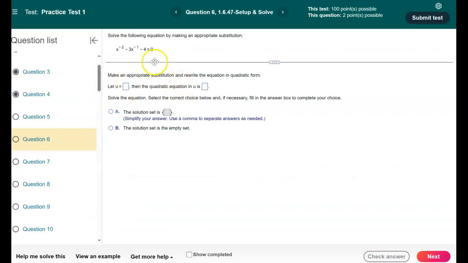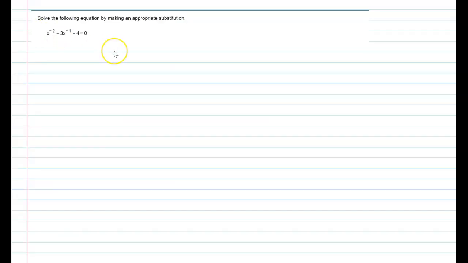Now let's proceed to the next question. Now let's consider the following question. Solve the following equation by making an appropriate substitution. When considering what appropriate substitution to use, you can examine the equation and notice that this one is raised to negative 2 and that one is raised to negative 1. And it has 3 terms, so it resembles a quadratic equation.